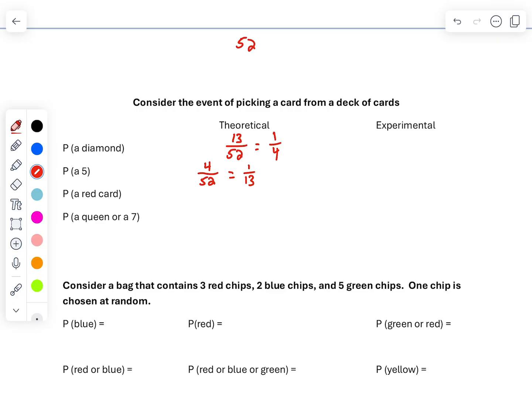The probability of selecting a red card, so half of the deck is red and then half is black. So the probability of a red card, there's 26 red cards out of 52 total cards, and we get 1/2. And lastly, the probability of a queen or a 7. So again, there's 4 of every card. So we have 4 queens and 4 7s. So a total of 8 cards there out of 52. And if we reduce that down, I believe we can divide by 4 there. So that becomes a 2, and that becomes a 13. So 2 out of 13 chance. And again, we could do this experimentally just to compare.